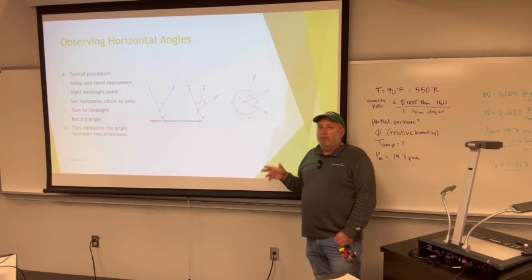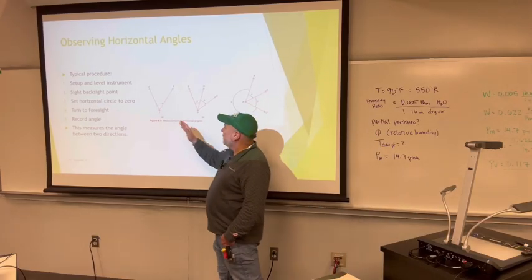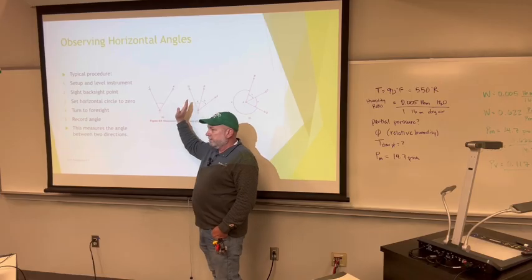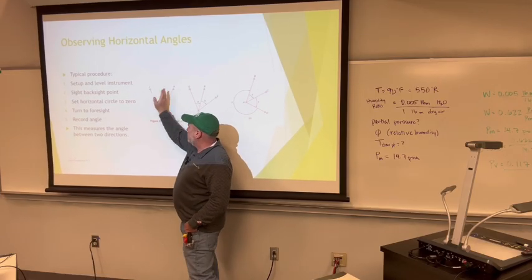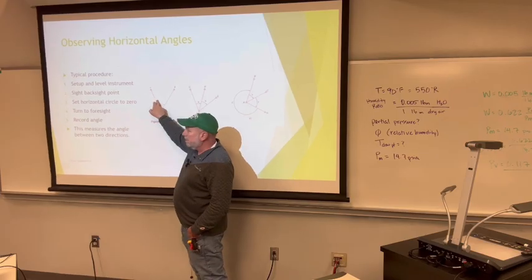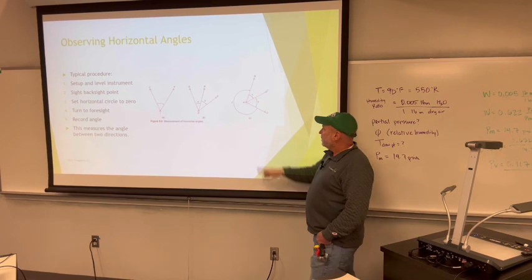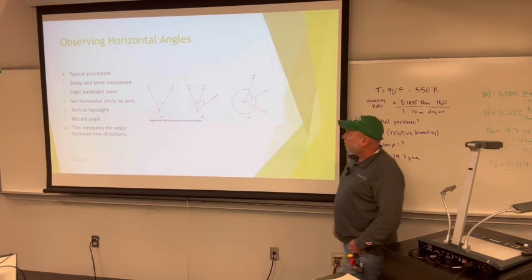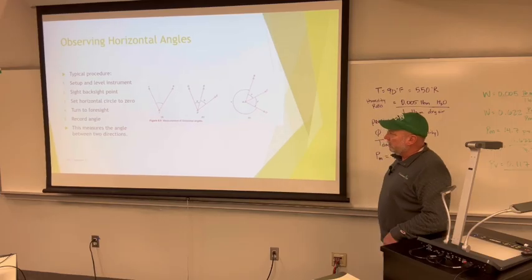Pretty much 99.99% of the time, everything you measure is going to be an angle to the right. Even if you started with this as your back sight and this as your foresight, that angle to the right would be going around clockwise. Yeah, it looks something like that. Measurements of horizontal angles.